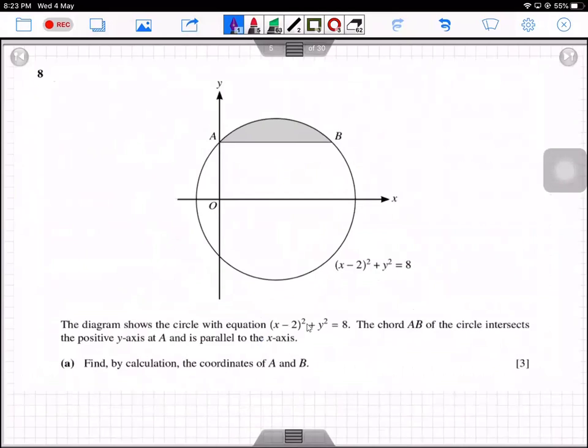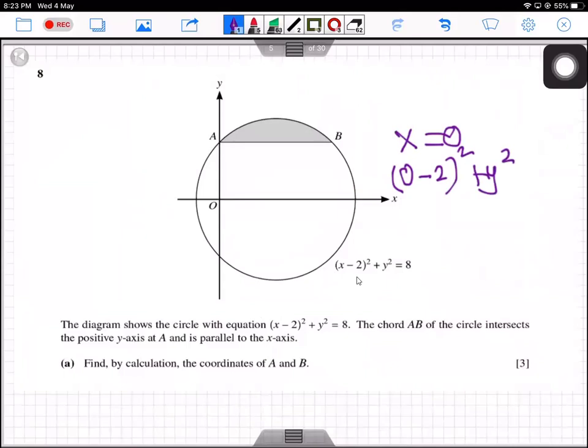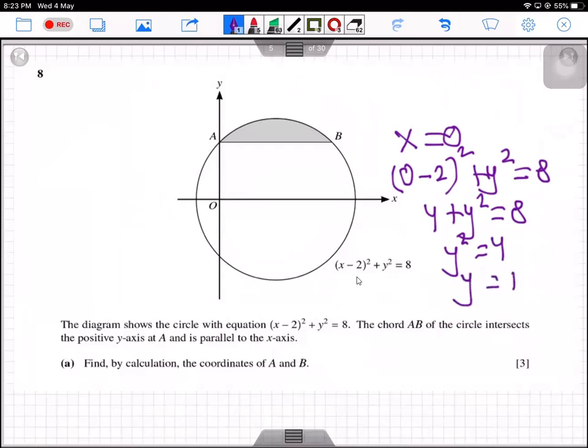Since at point A the x coordinate will be equal to 0, we are going to substitute x equals 0 into the equation of the circle. So (0 minus 2) whole square plus y square is equal to 8. Therefore, 4 plus y square is equal to 8, and hence y square is equal to 8 minus 4, which is 4. So y is equal to plus minus 2.